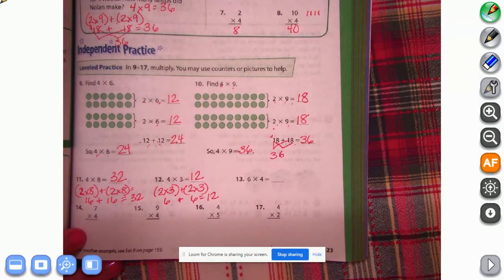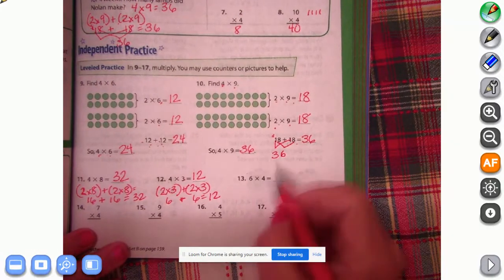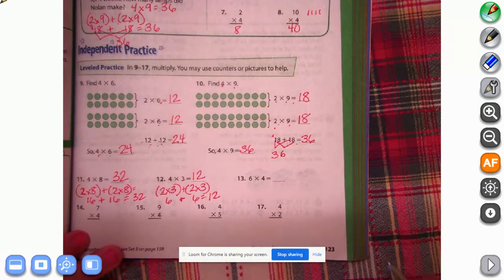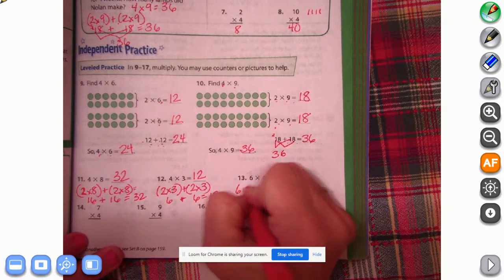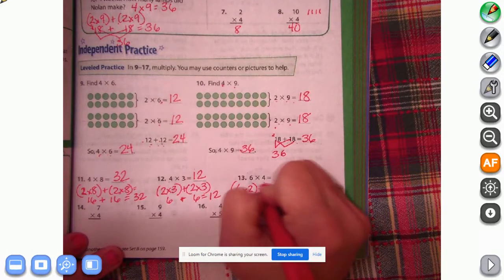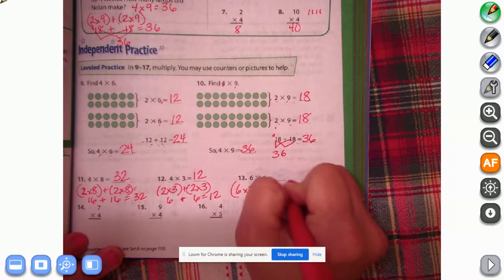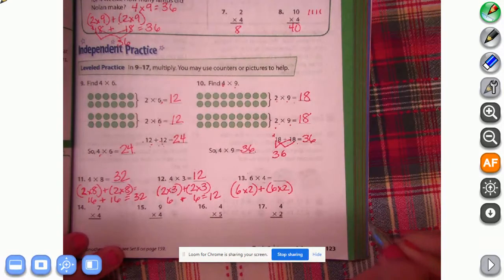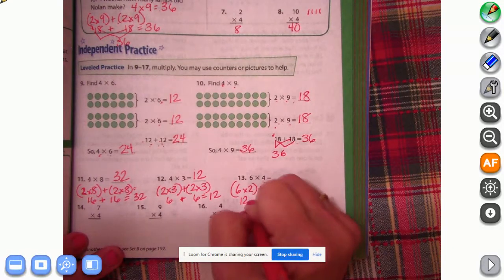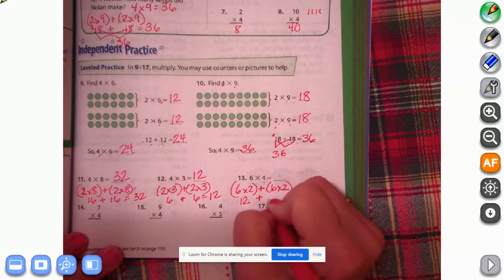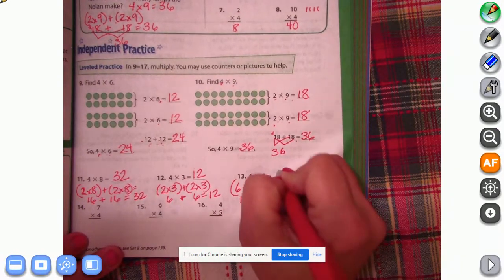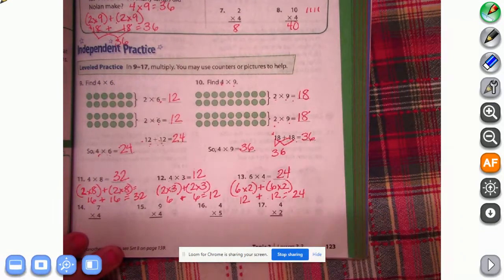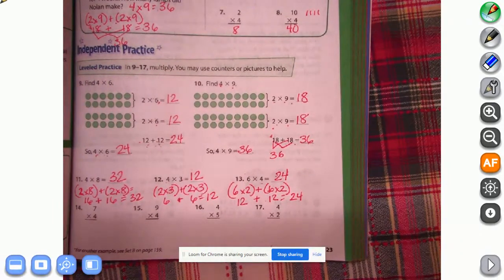Okay, if you need to keep writing, go ahead and push pause because we're going to go on to number 13. This time, the 4 is on the right side. So the 4 on the right side is what we're going to break it up into. So 6 times 2 plus 6 times 2. 6 times 2 is 12 plus 6 times 2 is 12, which equals 24. Okay, go ahead and get that written down.